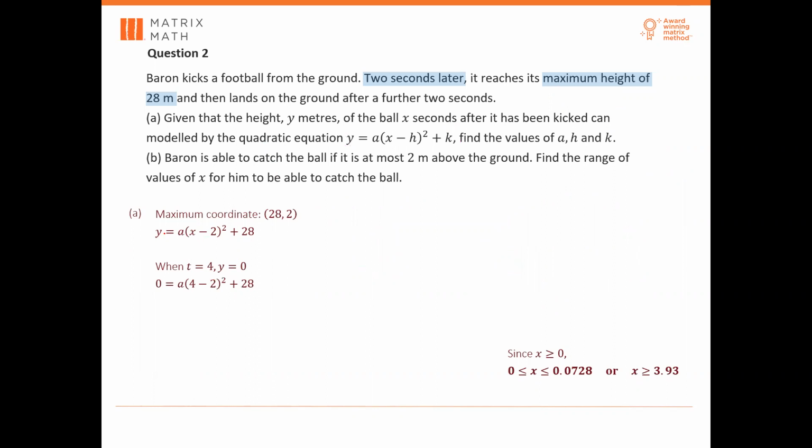Okay. So when y is 0, your time equals to 4, right? In other words, your x. So all you have to do next is just put the values inside the equation. You'll be able to find what a is. So a will be -7. So always remember, whenever you're doing a question that talks about projectiles, your a must always be negative, okay? Because there's no way that a projectile will go down with that.